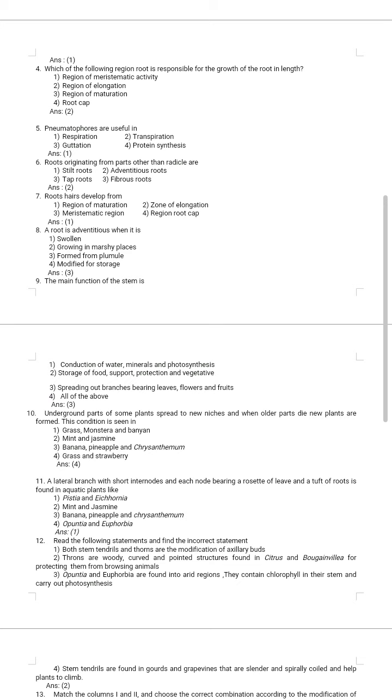Next, 10th question. Underground parts of some plants spread to new niches, and when older parts die, new plants are formed. This condition is seen in. Let us see options. Option 1, grass, monstera and banyan.